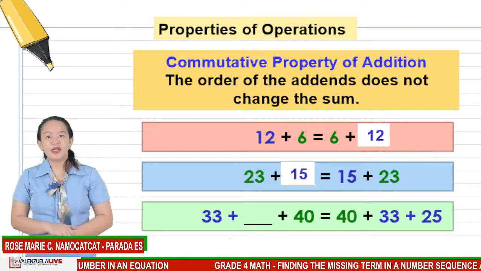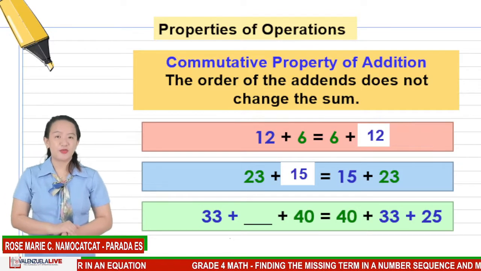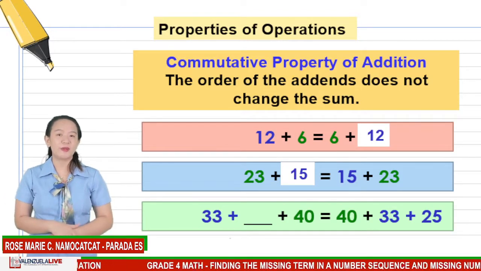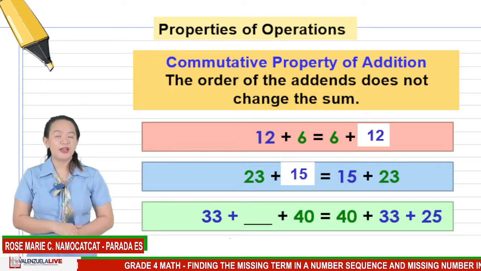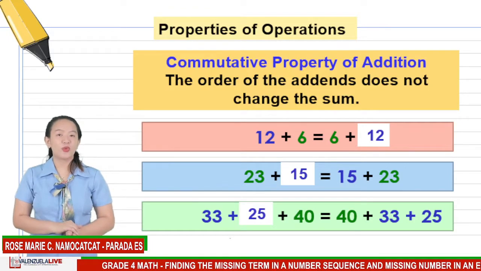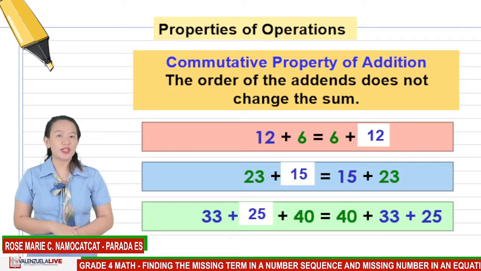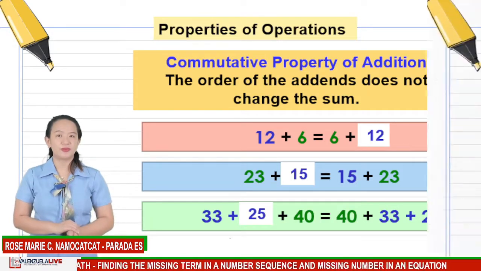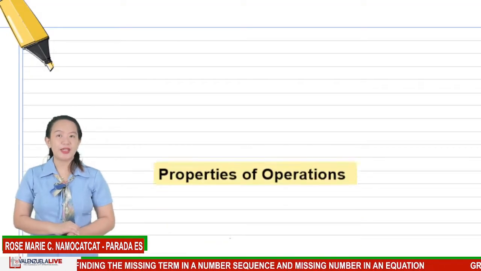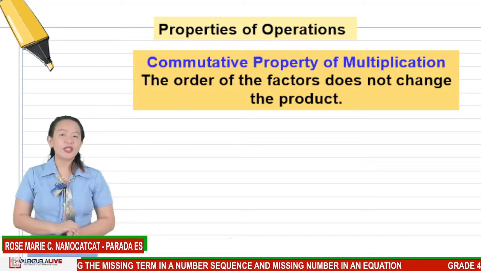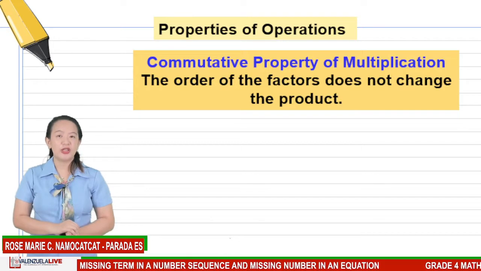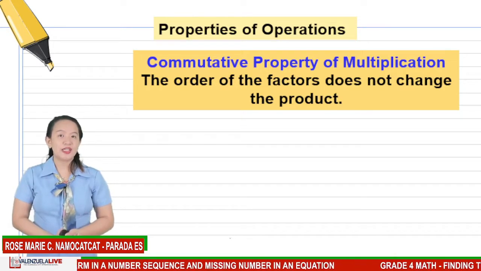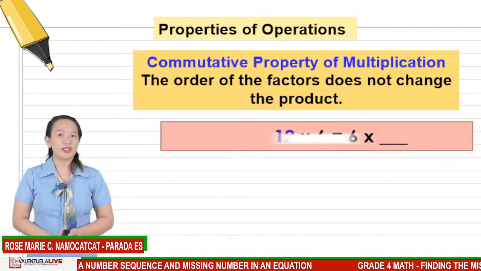Another one: 33 plus blank plus 40 is equal to 40 plus 33 plus 25. So what will be the answer? The answer is 25. So that's the first property that we have, the commutative property of addition. The next property is the commutative property of multiplication. It states that the order of the factors does not change the product. So let's have an example.